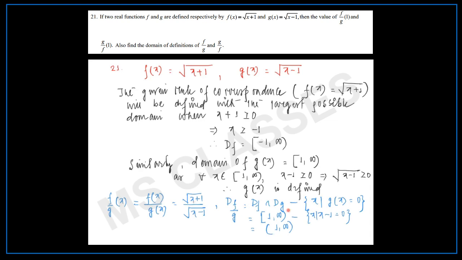Now, that the intersection of Df and Dg equals 1 comma infinity can be more clearly understood by taking a number line. For the domain of f, it starts from minus 1 and extends up to infinity. For the domain of g, it starts at 1 and also extends up to infinity. The common region, where we have red and green both, is from 1 to infinity. And here we have to eliminate the value of x for which g(x) is 0, that is 1. So we got the domain of f by g as this, defined by the expression root over x plus 1 by root over x minus 1.